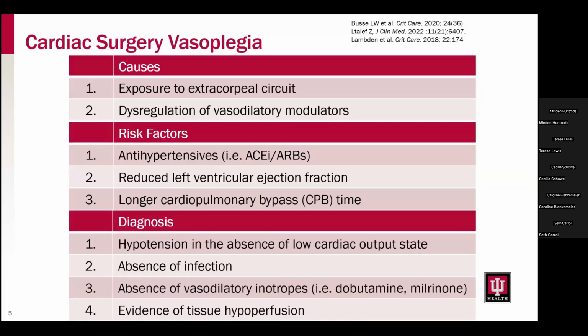And this is usually diagnosed with hypotension in the absence of a low cardiac output state. So these patients typically have a normal cardiac index, but are still hypotensive. They also should not have any signs of an infection or sepsis as a potential confounder, and also not be on any cardiac modulating medications or vasodilatory inotropes like dobutamine or milrinone. And there should also be evidence of tissue hypoperfusion, like an elevated lactate.